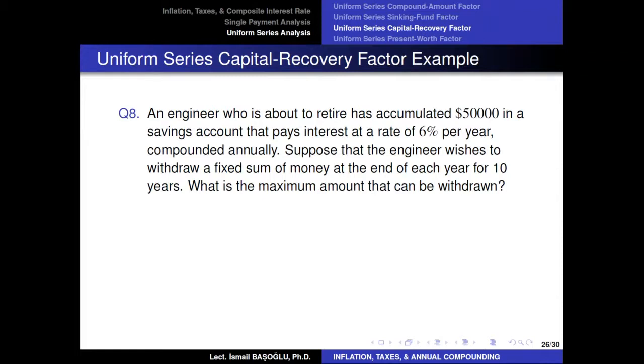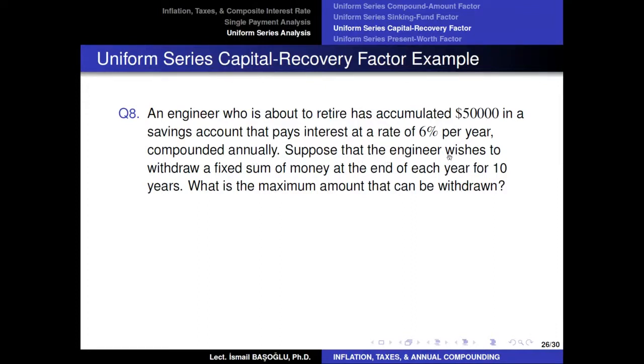An engineer who is about to retire has accumulated $50,000 in a savings account that pays interest at a rate of 6% per year compounded annually. So right now, at the current time point, the engineer has $50,000 in that savings account, and that savings account is compounding the money at a 6% interest rate per year. Okay, it compounds on an annual basis.